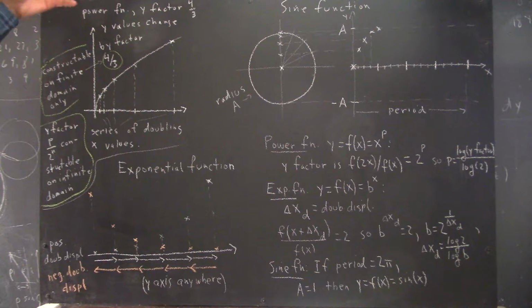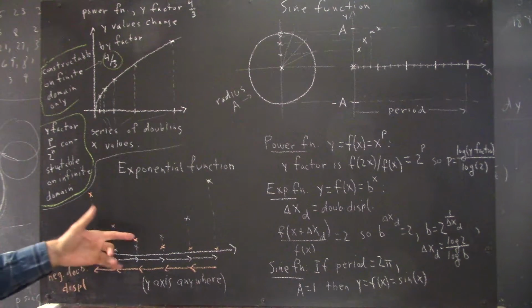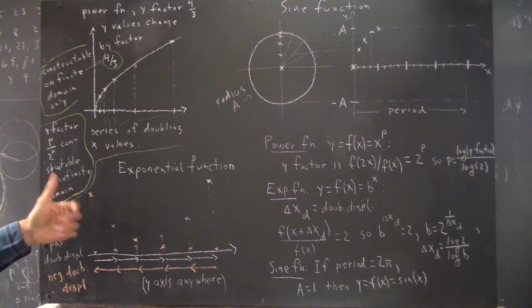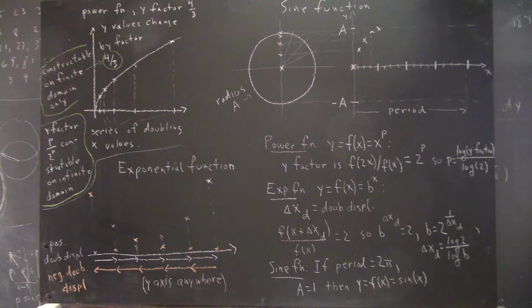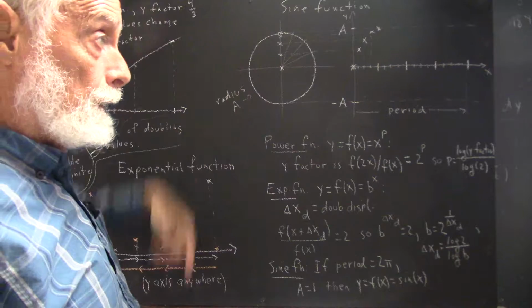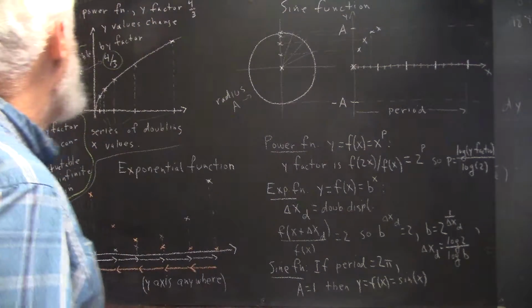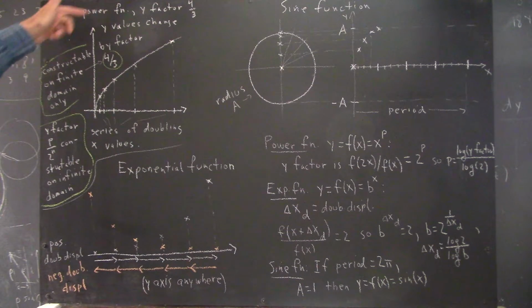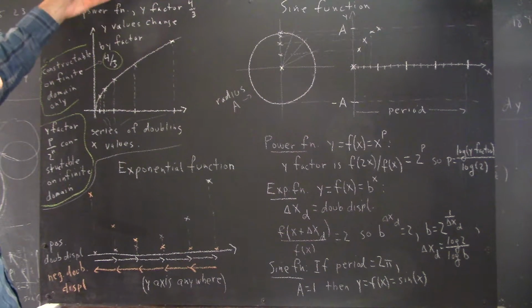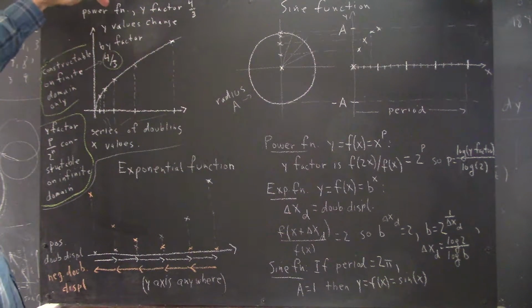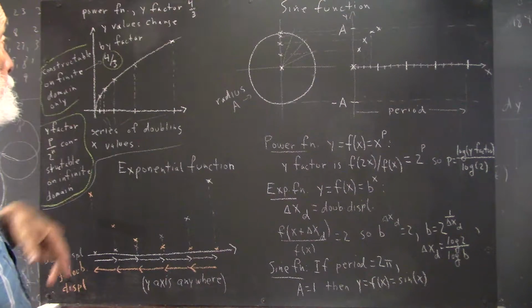Here we have construction of a power function, an exponential function for both a positive and a negative doubling displacement, and the sine function, and a couple of comments about the algebraic properties. So, here I've constructed a power function, haven't actually constructed it, I've sketched it, with a y factor of 4/3.